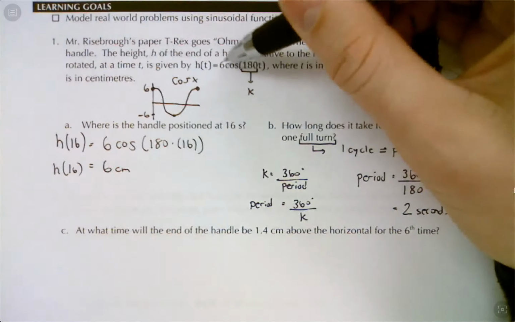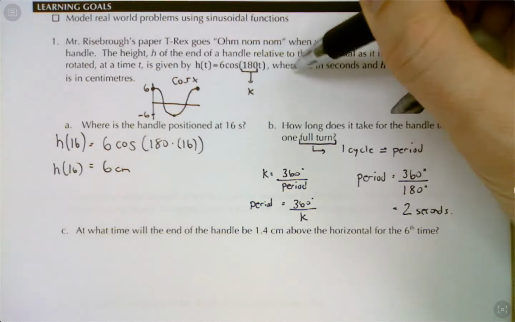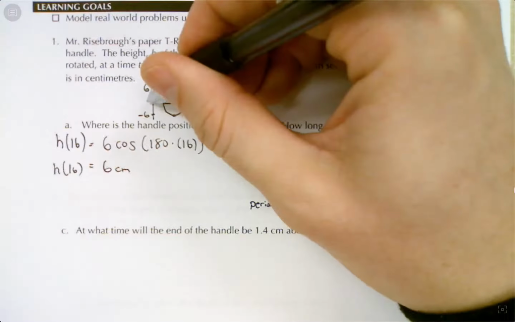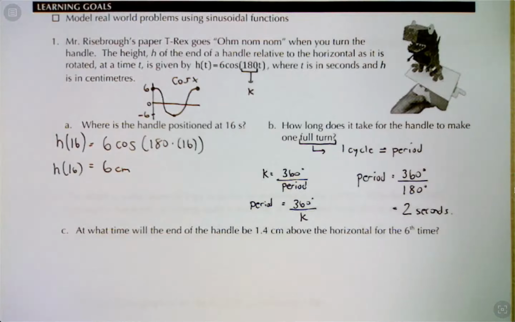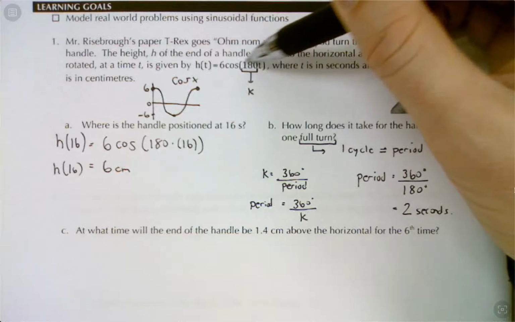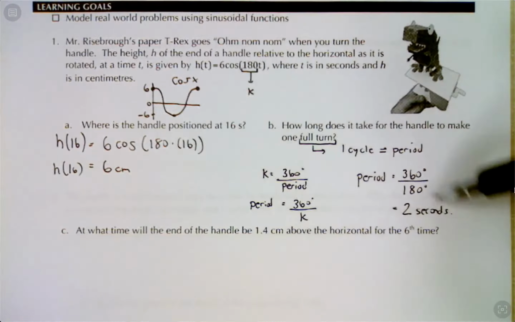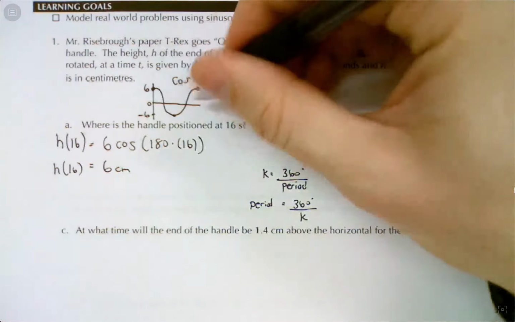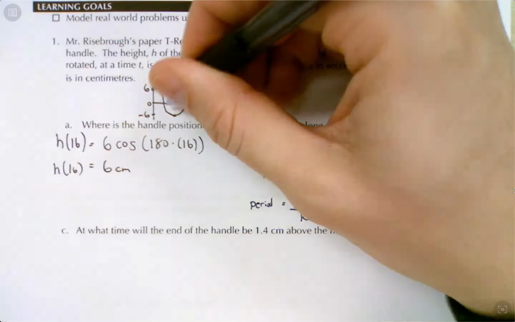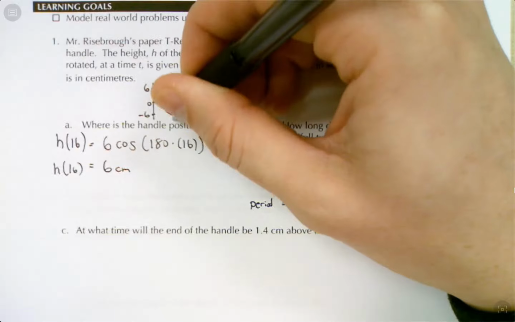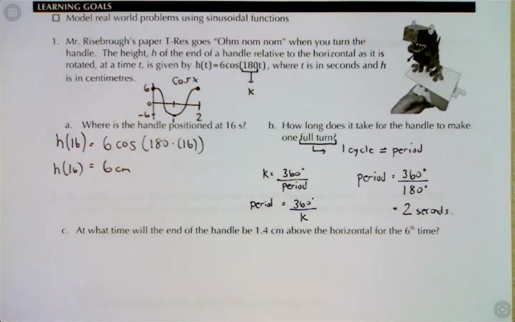So our amplitude is 6. We have no c value. C value is 0, so that means our axis is around 0. So we've got a good sketch here. And if k is 180, that means one whole period would be 2 seconds. That means one cycle is completed in 2 seconds. Now we have kind of a picture of what our graph looks like.